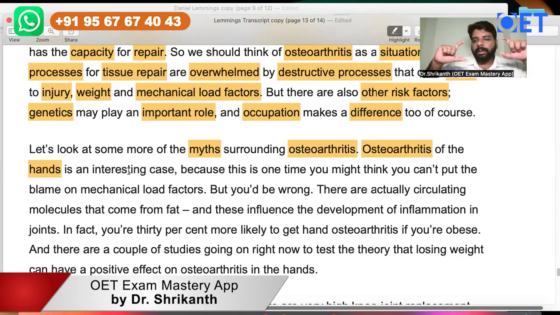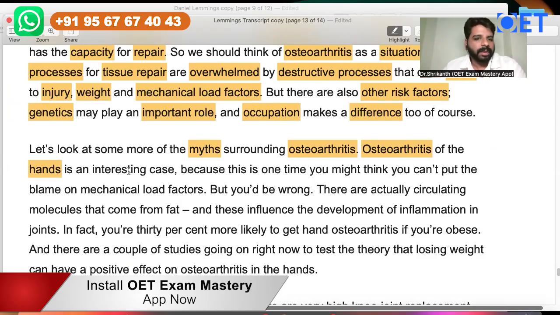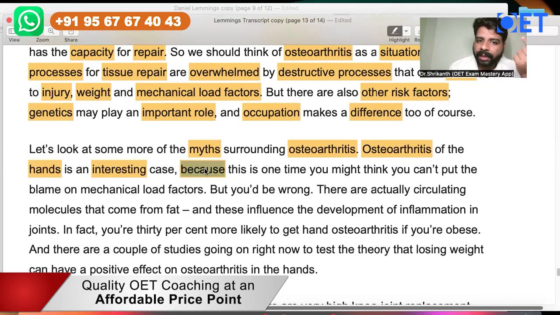So you have to think, according to Michael, this is very interesting to him. When he is finding something interesting, he will use certain words, certain tone, certain stress to show how interested he is. So osteoarthritis of the hands is a very interesting case to Michael, not to us, to Michael. Now, why? He's saying because. So why is it very interesting to him?